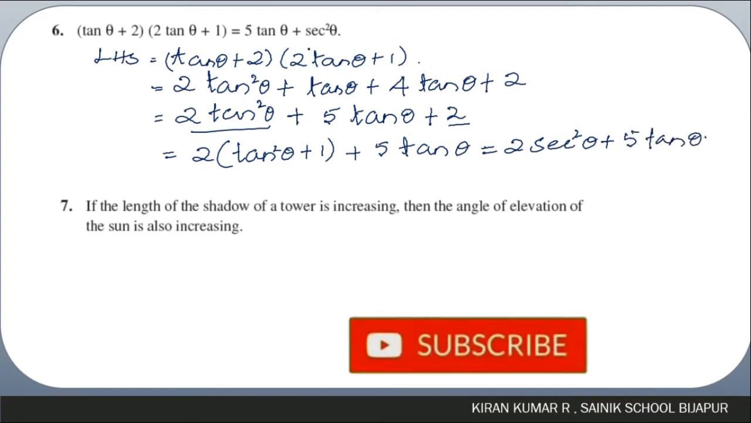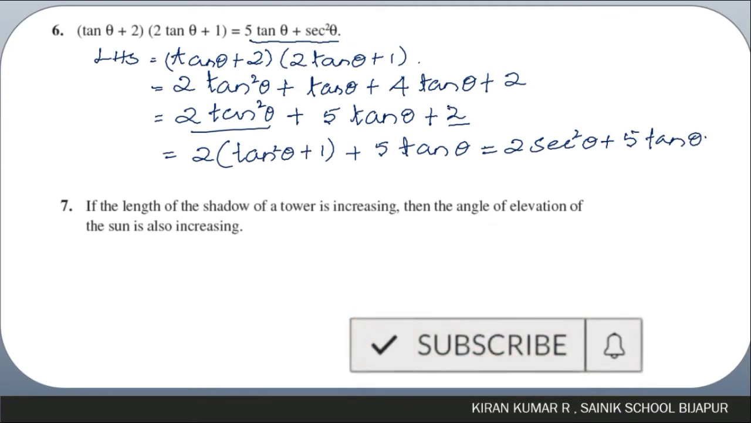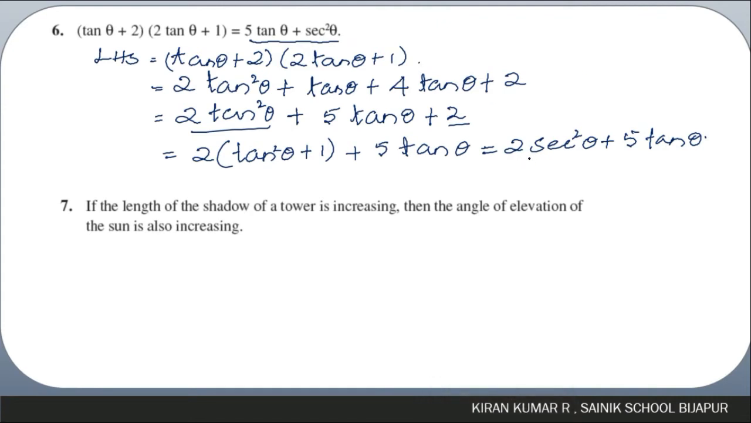Look at the right hand side over here. Here they have given 5 tan theta, which is present, but with secant square theta, here we are getting 2 times secant square theta, so it is not equal to the right hand side. Therefore, the given statement is a false statement.